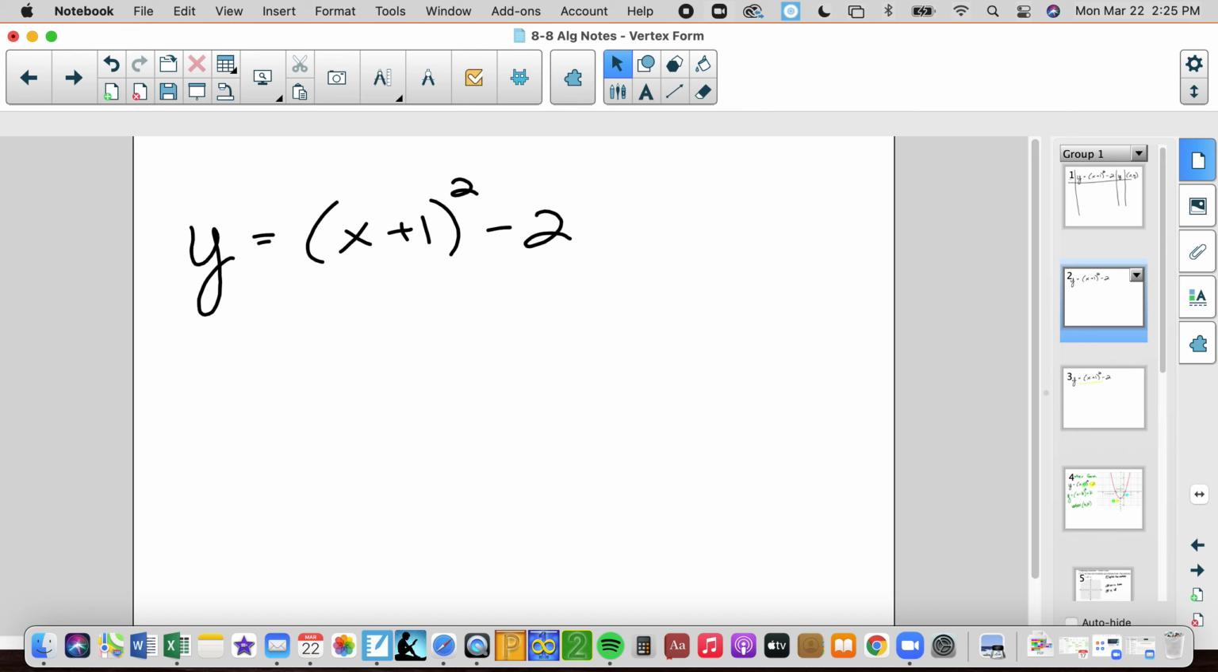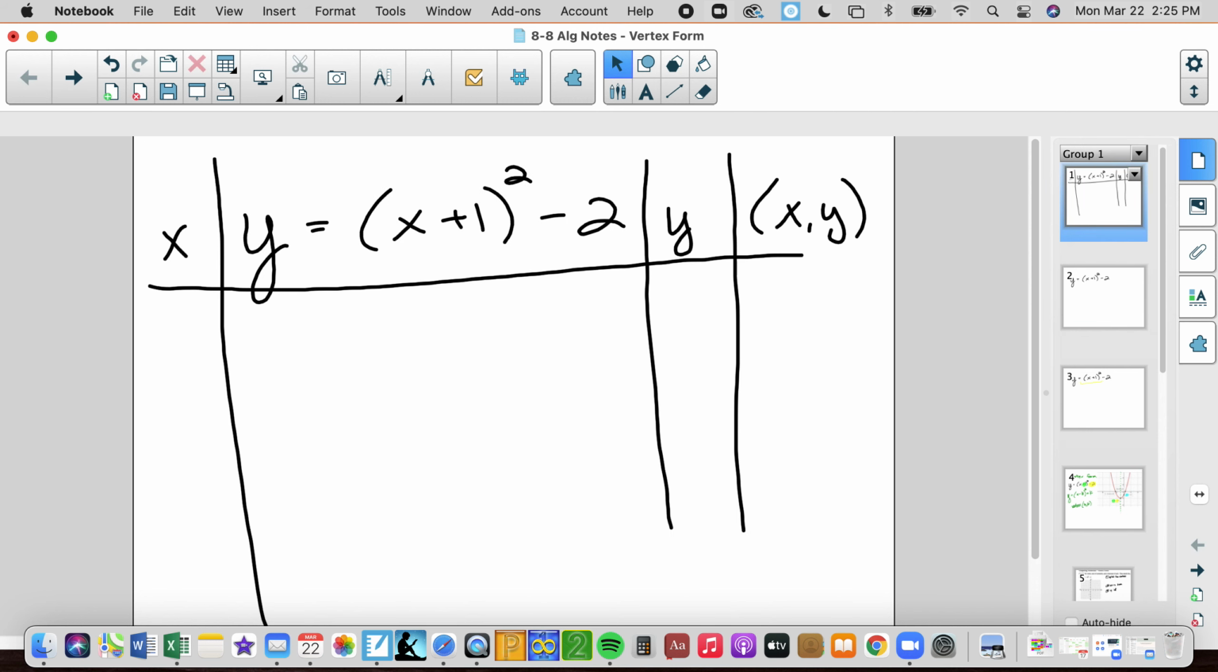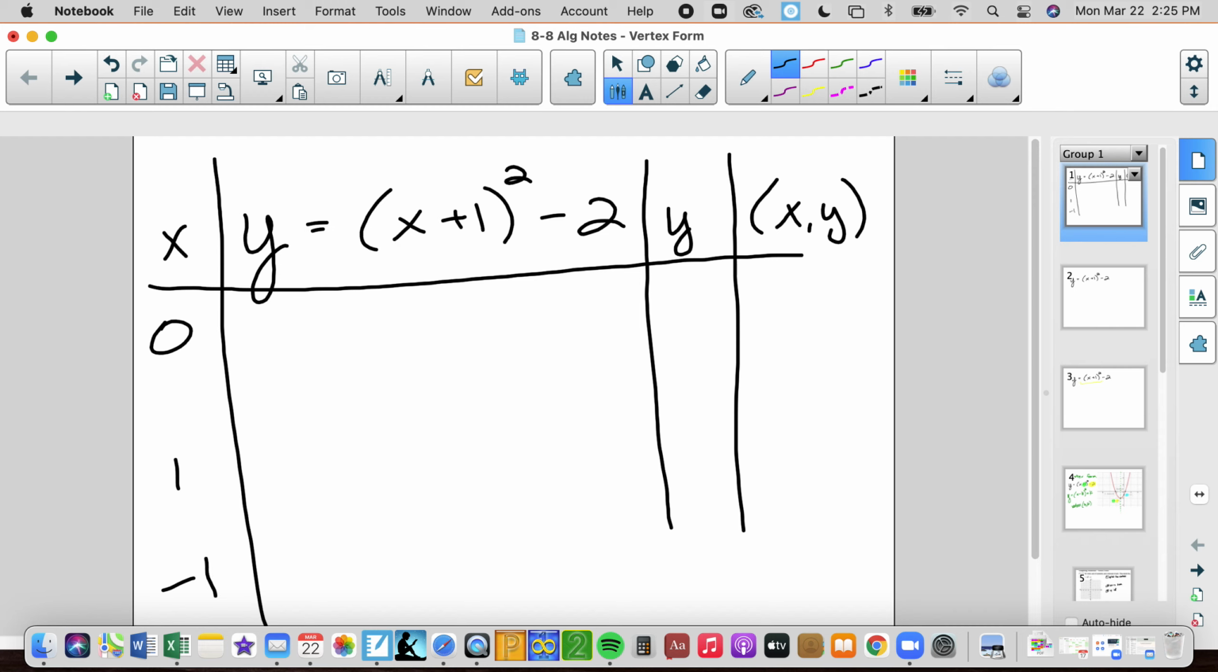If we had to graph this and we had no idea what to do, what are some of the techniques that we could use in order to maybe graph it? Well, the first thing is we could put it in an H chart, and we can pick values of x. We could pick 0 and plug it in. We could plug in 1 and plug in -1. But we need to remember, what is our concern about that? Well, our concern is we don't know where those points are on the graph.